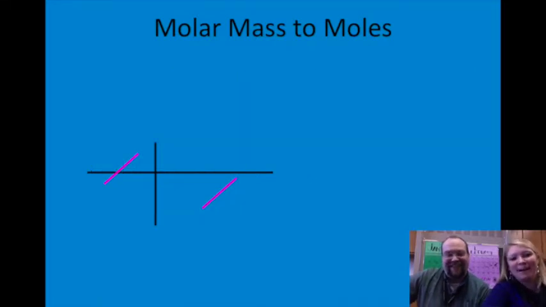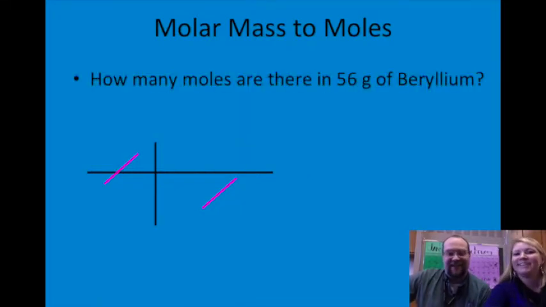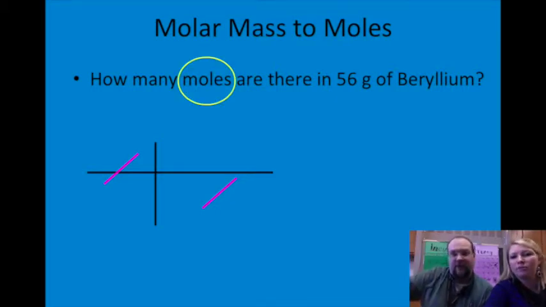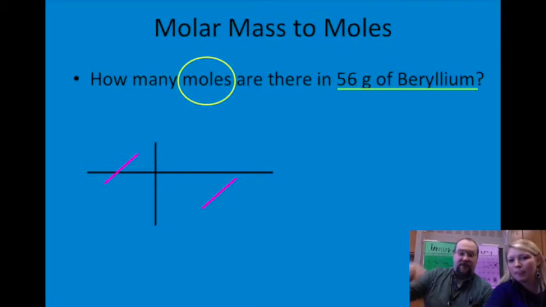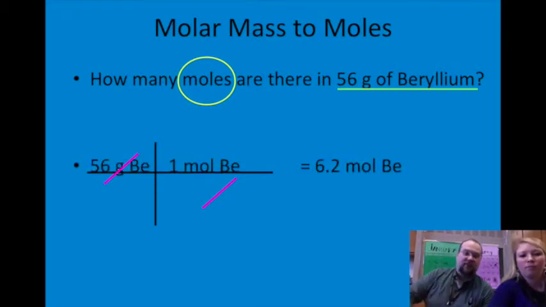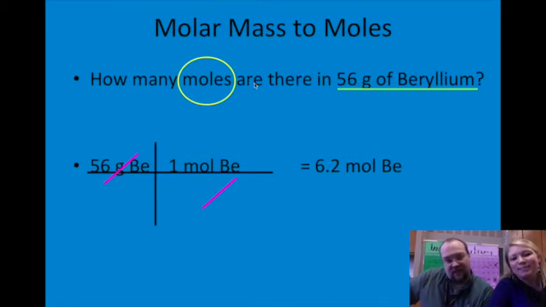Okay, again, everything's just hanging out. How many moles are there in 56 grams of beryllium? Once again, circling what I'm looking for and underlining what I'm trying to find. And I'm starting with what again? Grams of beryllium, 56 grams, because 5 and 6 are numbers. You start with numbers.